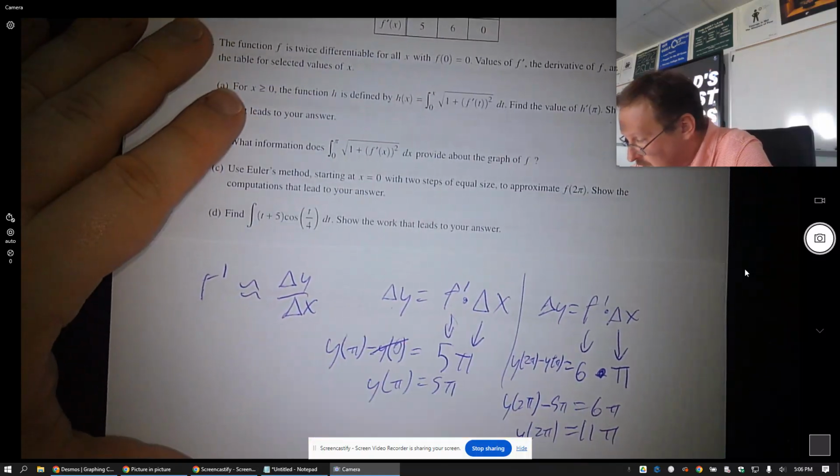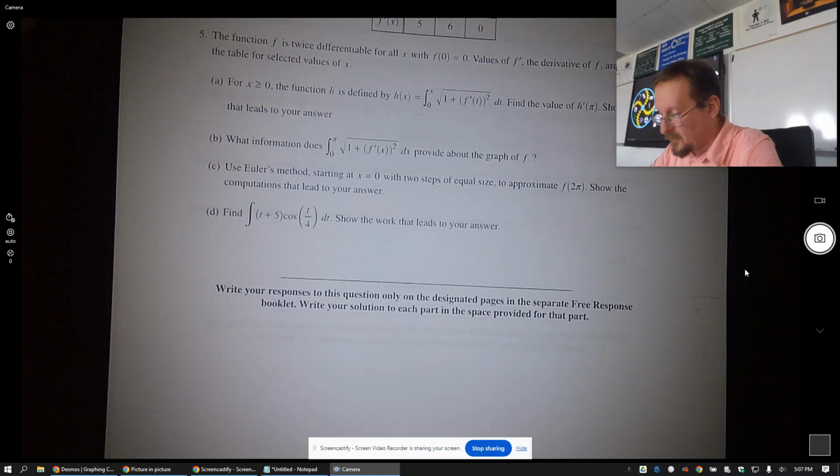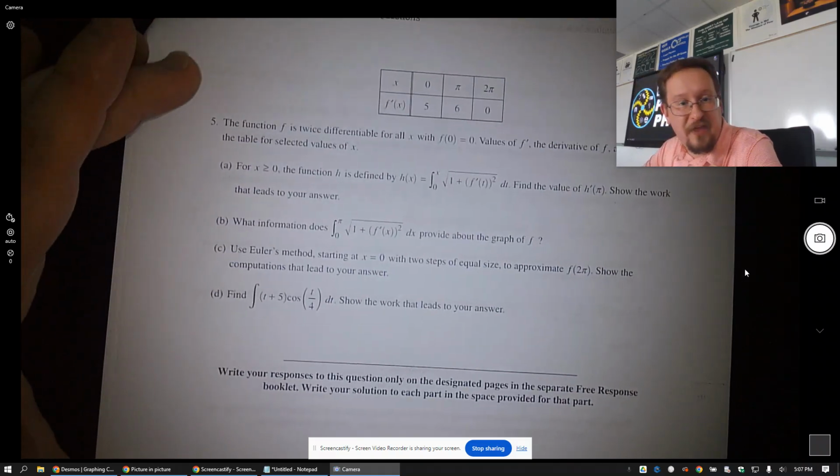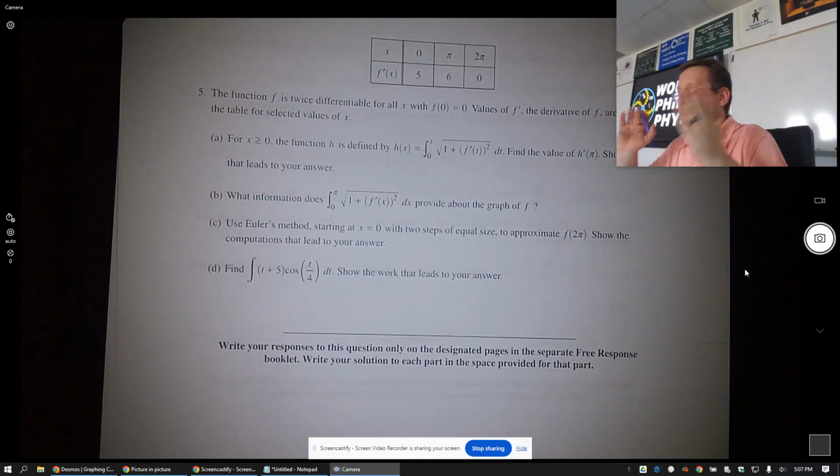Find this. Wait, you just find this integral. The integral has nothing to do with anything else. Just find this integral. Okay, it's going to be integration by parts.